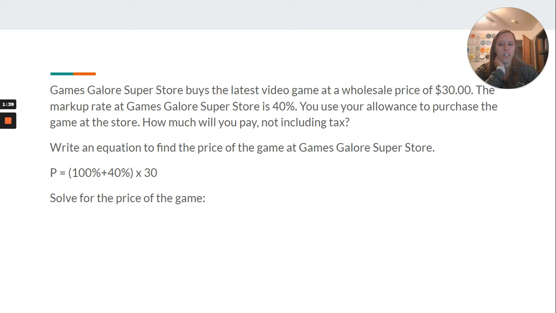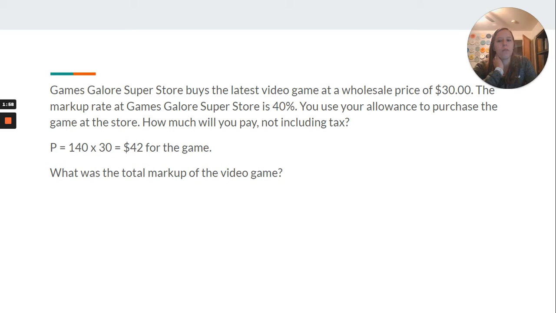Okay, so that's our equation. And we're actually going to write it as 1.4 though, because we always write those as decimals. So it should be 1.4 times 30 equals $42. Now if you were asked to find the markup, so what's the markup? You take 42 minus 30 and you get $12. So it's a $12 markup.